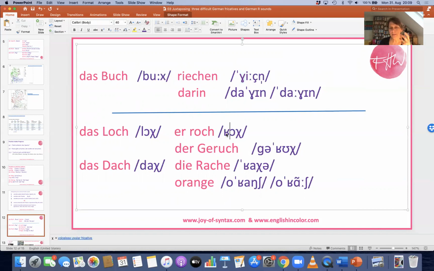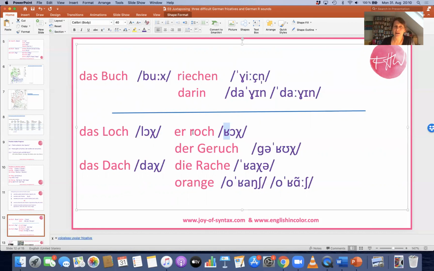And I always use this sound because the two R's are not so far apart, right? So that we have riechen and roch. The riechen happens where the g happens, and the Buch happens, and the roch happens sort of where the Loch happens. Loch, roch. But the Loch can never be voiced, and the roch can be voiced or voiceless, or a mixture of the two. You start without voice and then you move into voice.